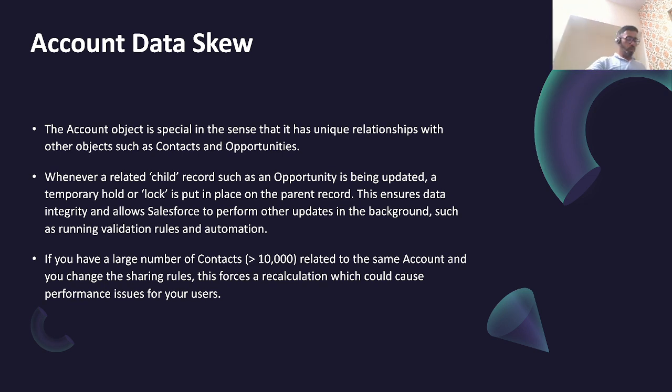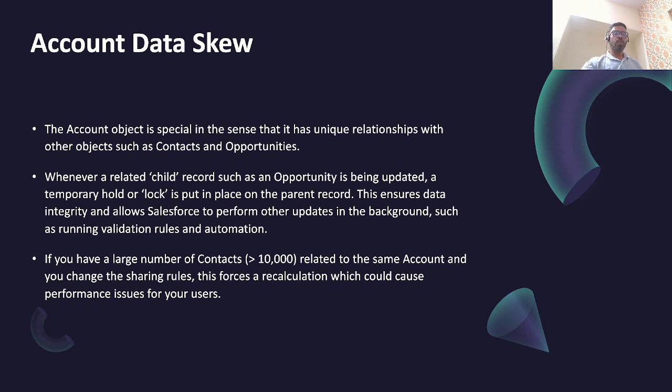So, let's move on to the first type of data skew, which is account data skew. We all know the account object has a unique relationship with contacts and opportunity objects in Salesforce. Whenever related child records such as an opportunity are being updated, a temporary hold or lock is put in place on the parent record. What it does is ensure data integrity and allow Salesforce to perform other updates in the background. And these updates could be running validation rules or other automations.